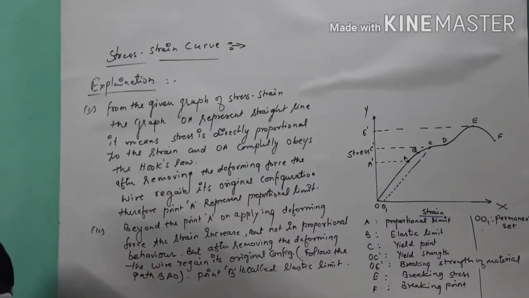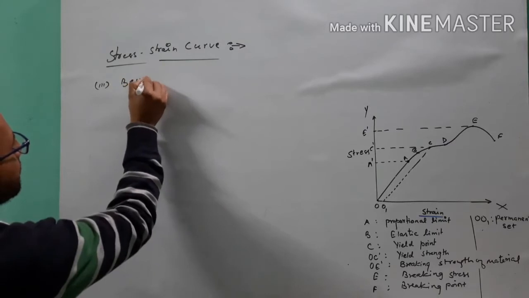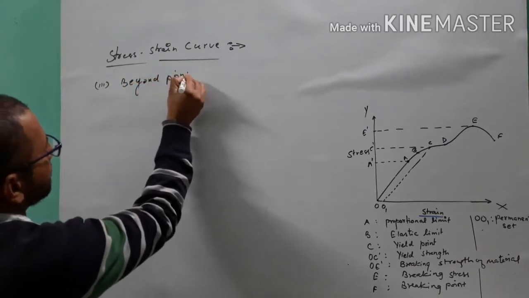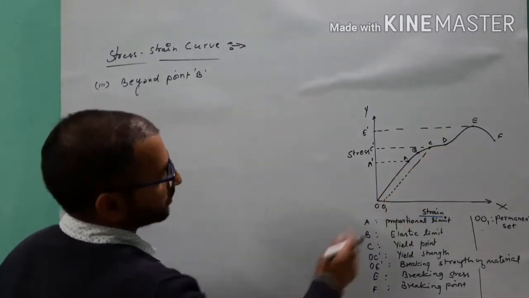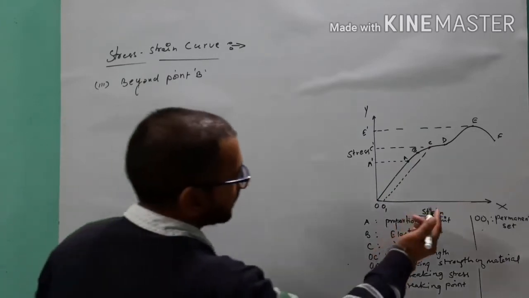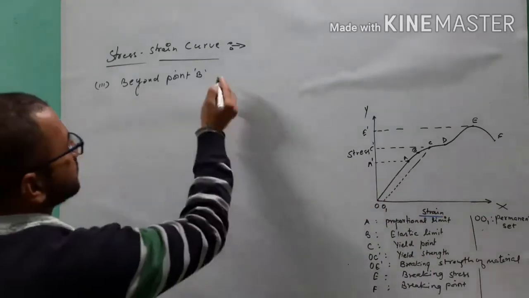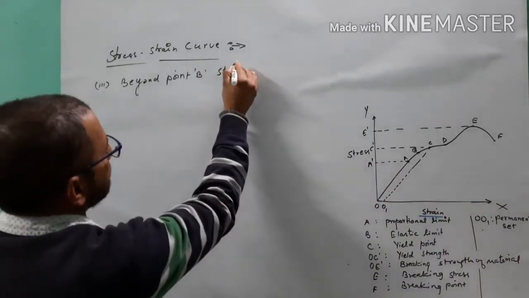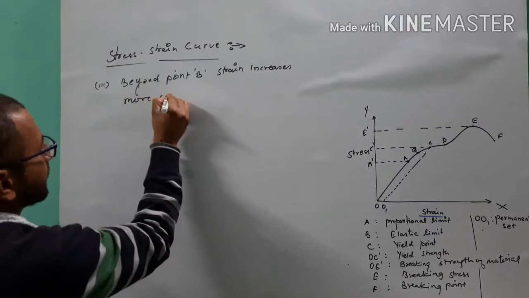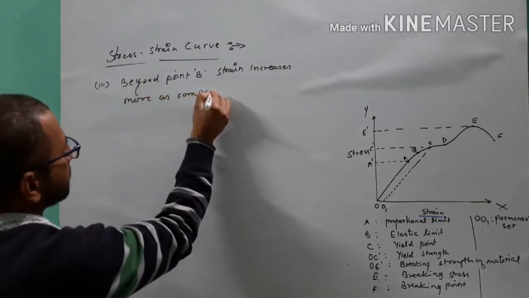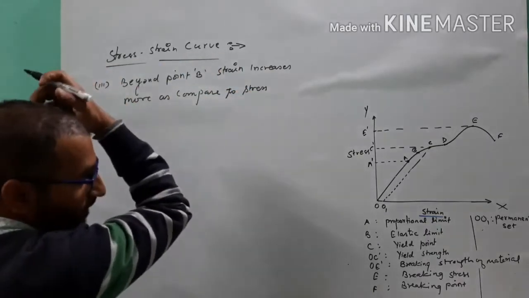So for that, pause the video and note down. Next one, third point, beyond point B. If we apply the force, say the weight, on the given wire, we can see here that beyond the point B, the strain increases more as compared to stress. Beyond the point B, strain increases more as compared to stress.